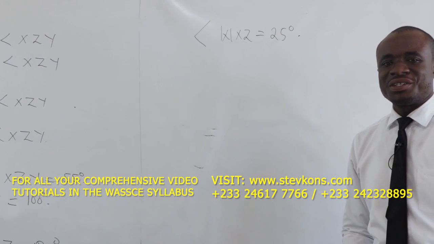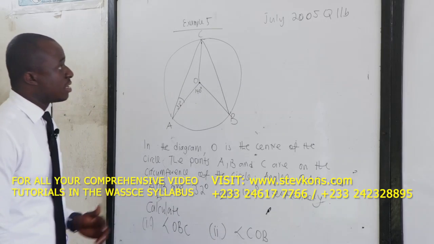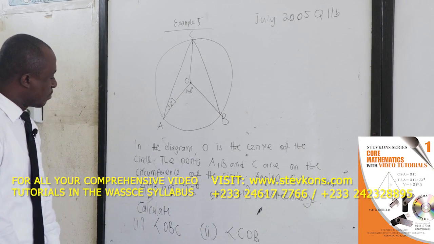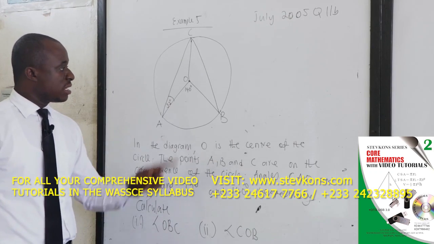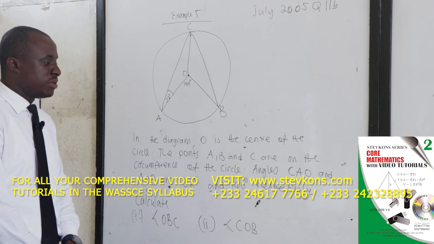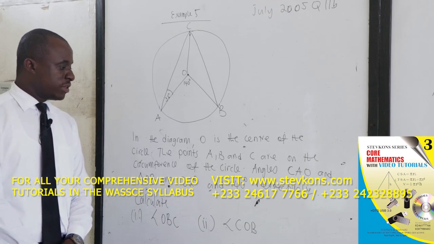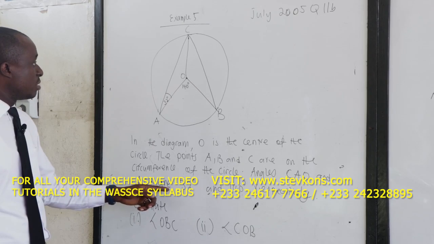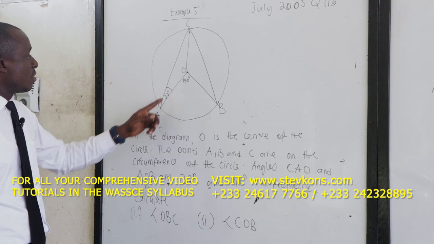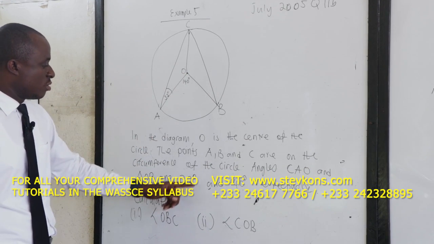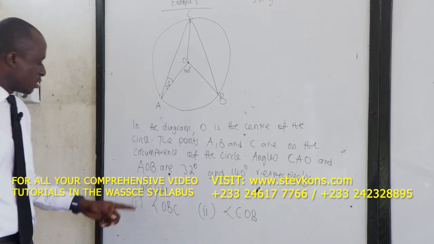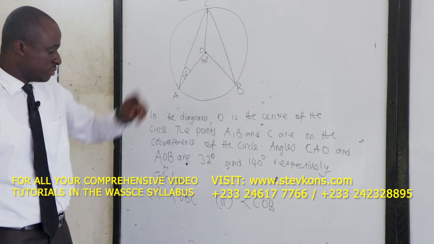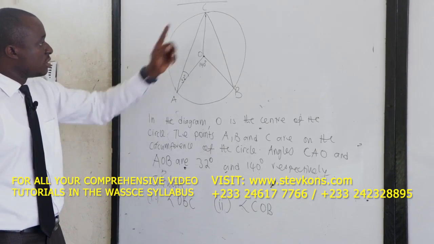And this is very easy. Now let's consider example 5. This is July 2005, question number 11b. In the diagram, O is the center of the circle. The points A, B, and C are on the circumference of the circle. Angle CAO and angle AOB are 32 degrees and 140 degrees, respectively. Calculate angle OBC and also angle COB.